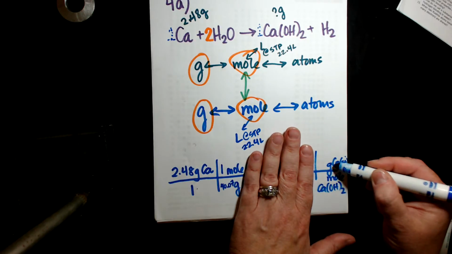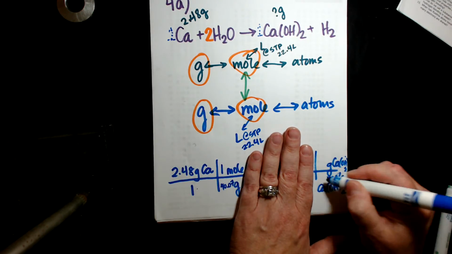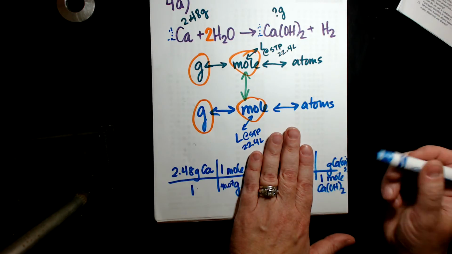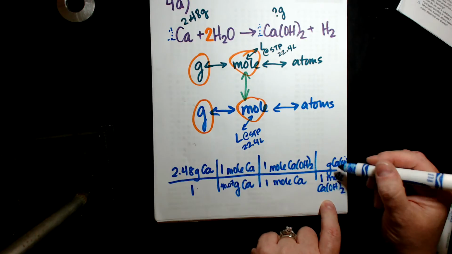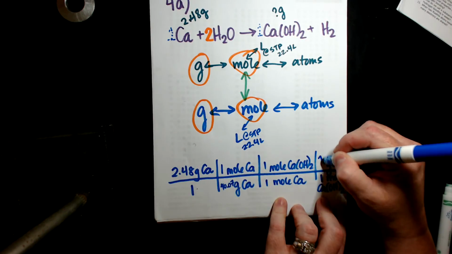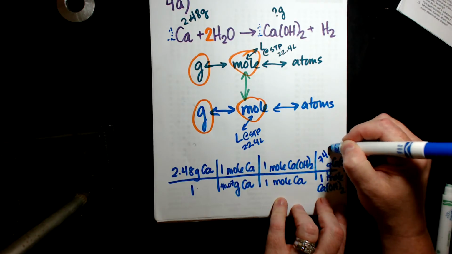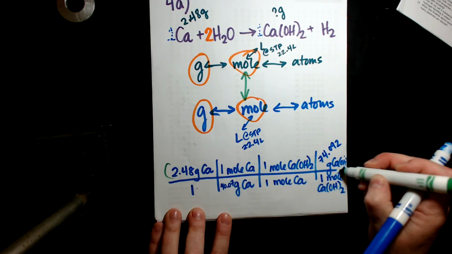Then I look at this one. I've got grams and moles. Which one's bigger, a gram or a mole? Right? It's a mole once again. And then how many grams are in 1 mole of calcium hydroxide? That's the molar mass. So you're going to get the molar masses off of the periodic table and add them up, and we come up with 74.092.